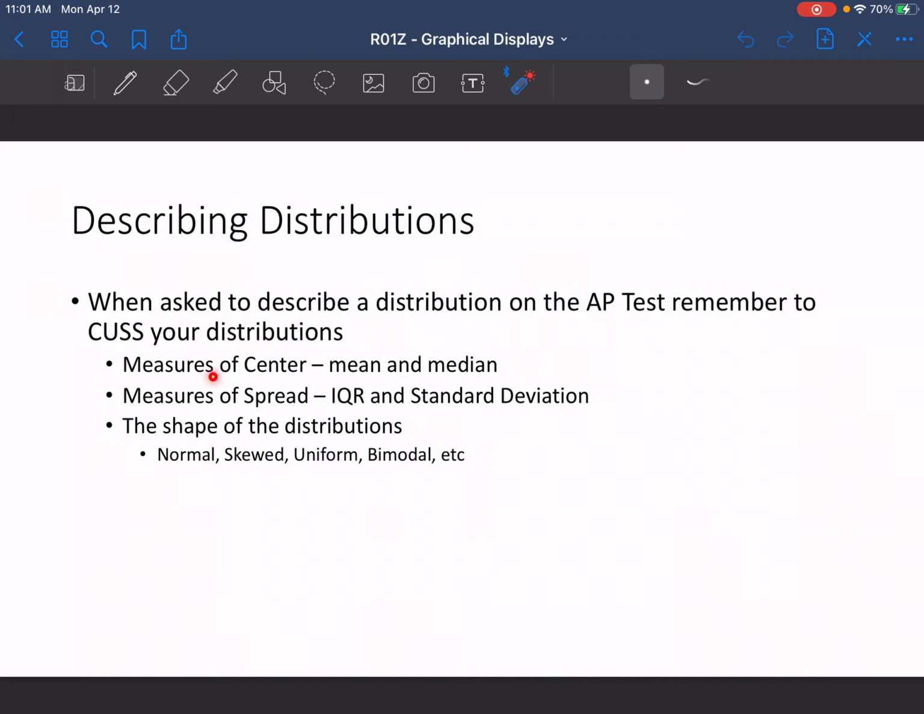So we need to make sure that we list a measure of center, which is either the mean or the median. We need to list our measures of spread, which can be IQR, or interquartile range, or standard deviation. And we need to include our shape as well, which is normal, skewed, uniform, bimodal, etc.